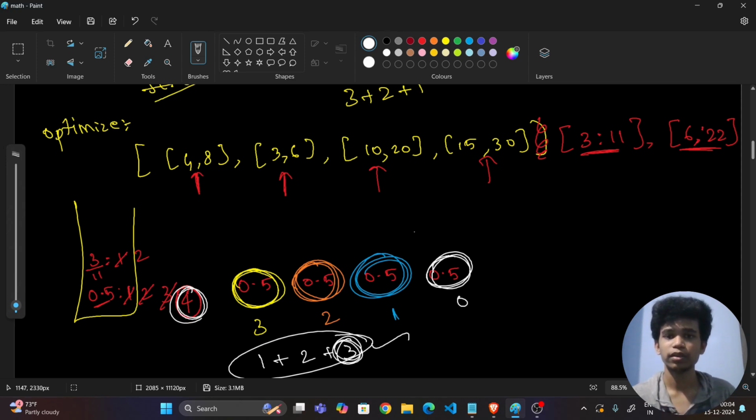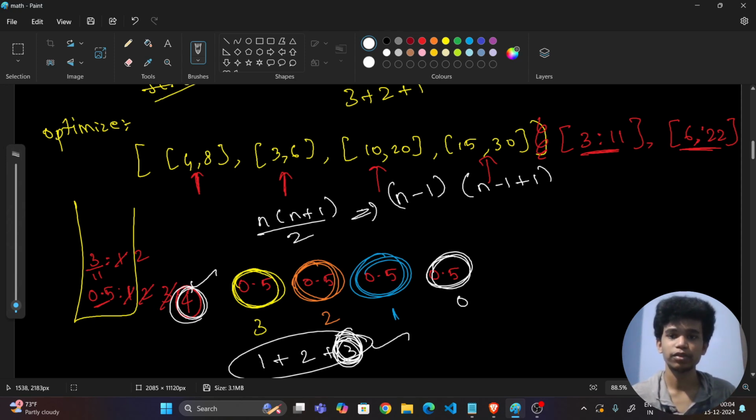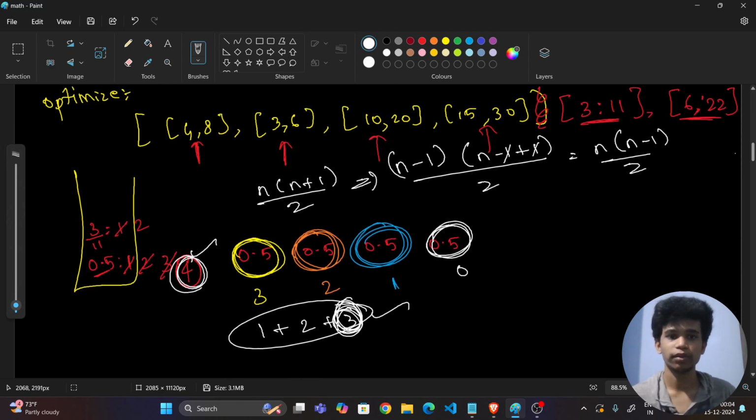So what is the formula for the sum of n natural numbers? It is n into n plus 1 divided by 2, right? So here it is 4, but we went up to 3 only. So instead of n, we apply n minus 1. So apply n minus 1 into n minus 1 plus 1 divided by 2. So this minus 1 plus 1 cancels out. Now it will be n into n minus 1 divided by 2. Can you understand this? Okay, fine.